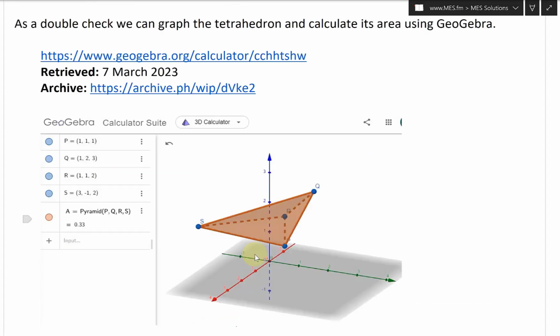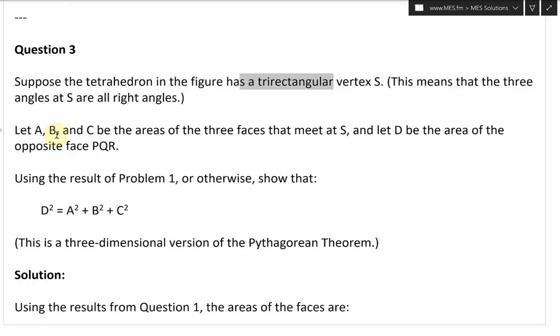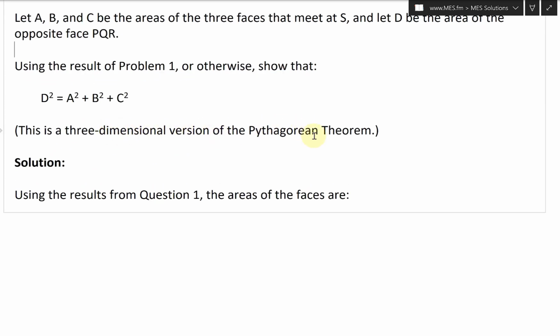All right, let's continue further and look at question 3. This one states, suppose the tetrahedron in the figure has a tri-rectangular vertex, and that's what I was assuming the whole time, vertex S. This means that the 3 angles at S are all right angles. Let A, B, and C be the areas of the 3 faces that meet at S, and let D be the area of the opposite face PQR. Then, using the result of problem 1 or otherwise, show that D squared equals A squared plus B squared plus C squared. And this is a 3-dimensional version of the Pythagorean Theorem.